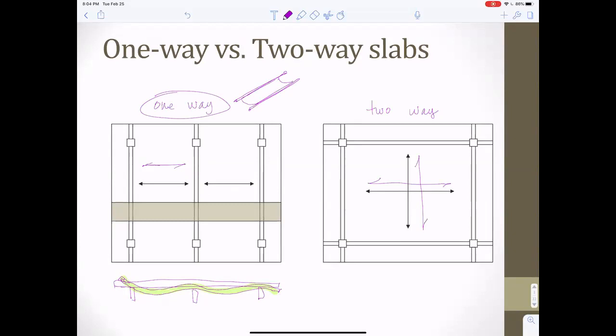You can think of a two-way slab as sort of like a trampoline. You would have springs over there. If you ever jumped on a trampoline, it will look like this. When you jump up and down on a trampoline, the trampoline sags in both directions. So that's a one-way slab versus a two-way slab. In this class, we're only going to talk about one-way slabs.